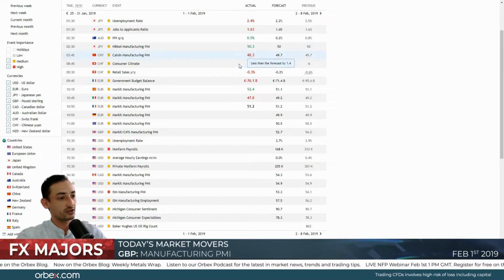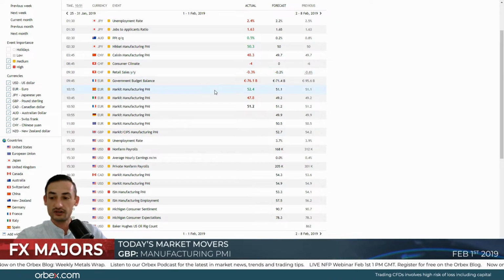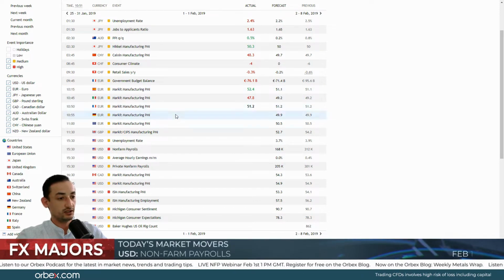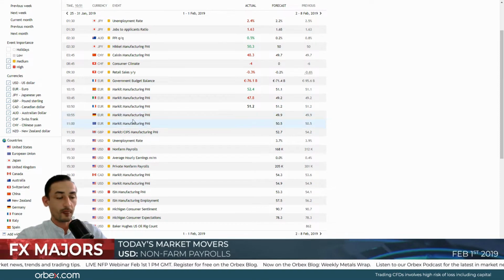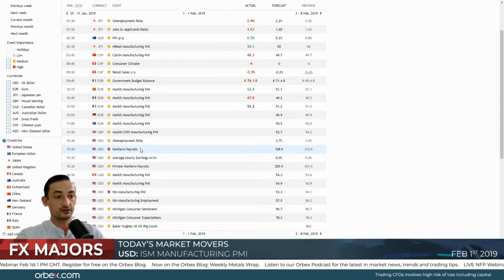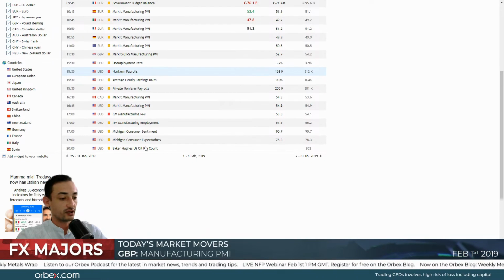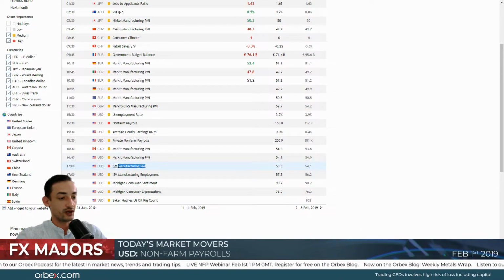So let's check out the economic calendar. Today, the market movers would be the British pound manufacturing PMI, followed by the most important and the start of the day, the non-farm payrolls, the non-farm employment change, the jobs added or decreased in the government sector in the United States, followed by the ISM manufacturing PMI.